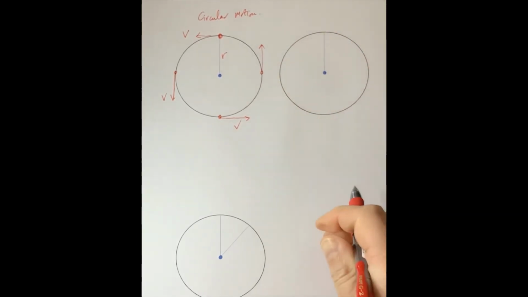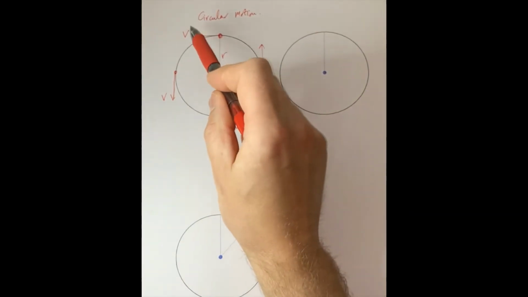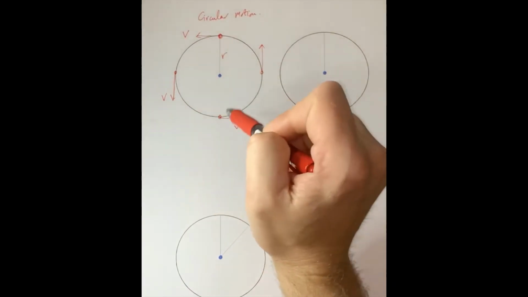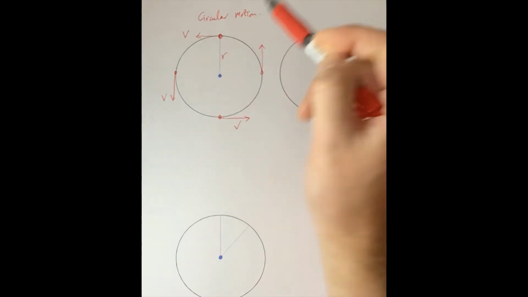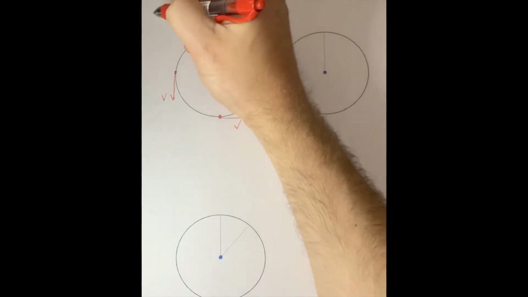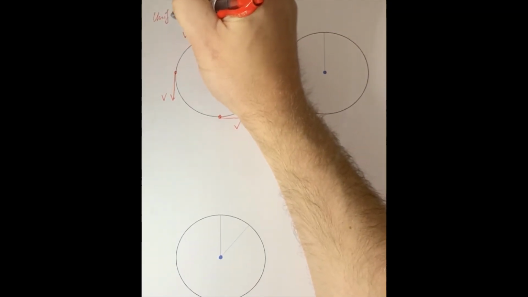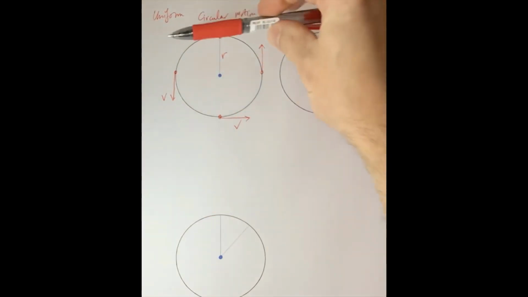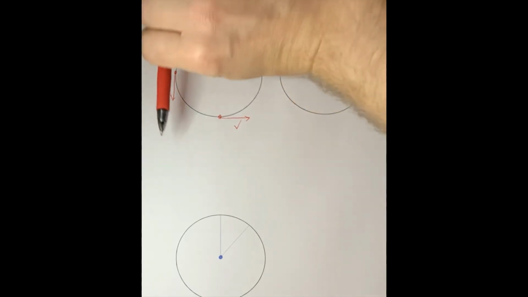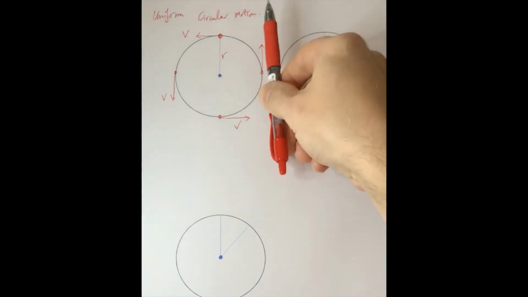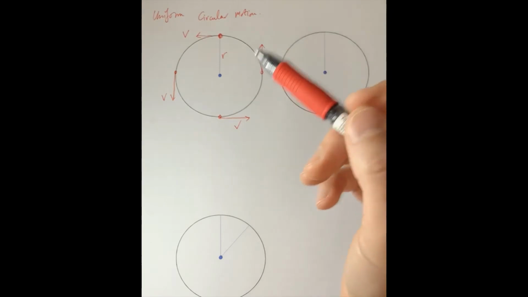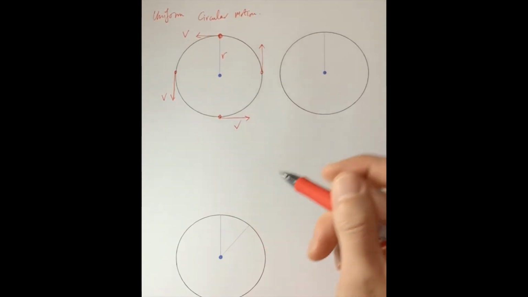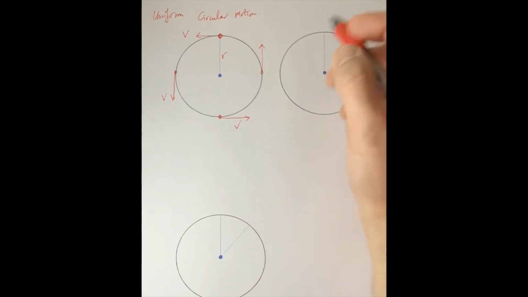So at any point in the circle, if the magnitude of its velocity, so if the speed is constant, so the size of the velocity vector is constant, we call this uniform circular motion. However, obviously velocity is a vector quantity, so it is changing direction, so it is actually changing velocity, it is accelerating. Okay, so in circular motion there is an acceleration that we'll discuss later.